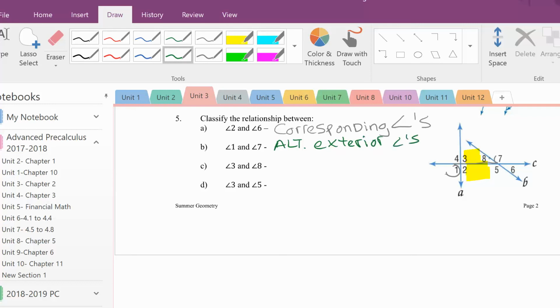3 and 8, notice 3 and 8 are both interior and they're on the same side of the transversal. So that means they are consecutive interior angles. Some people also call them same side. So if you see that, you'll know what they're talking about. So 3 and 5, so here's 3 and here's 5, they're both interior, but now they're on opposite sides of the transversal and they're non-adjacent, so that means they're alternate interior angles.